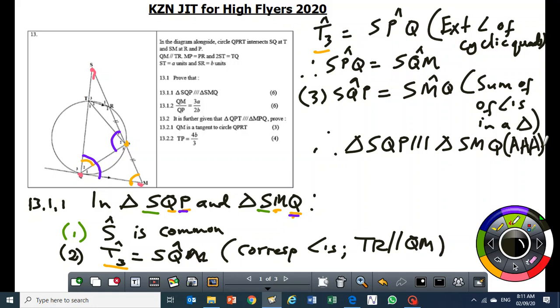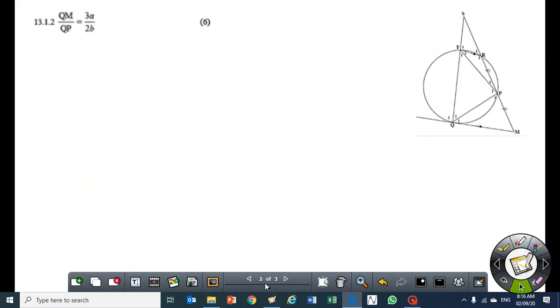That's 6 marks. And these 6 marks here, if I were to be honest with you, if you really know your stuff, they're easy 6 marks. They are easy 6 marks. Yes. A similar triangle.